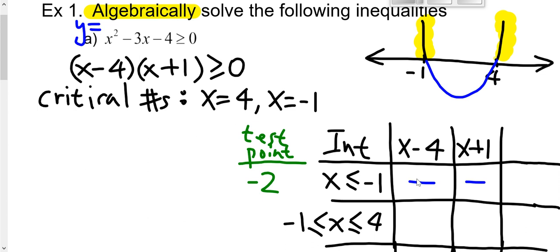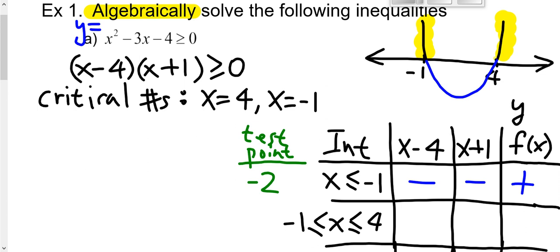Okay, now what do I do with the sign? We can now set up the last column, which is f of x. Or if you want, you can call that y if you don't feel comfortable. So if we plug in this test point, negative 2 here and negative 2 here, we would get a negative number, a negative number. Negative times negative gives you positive.